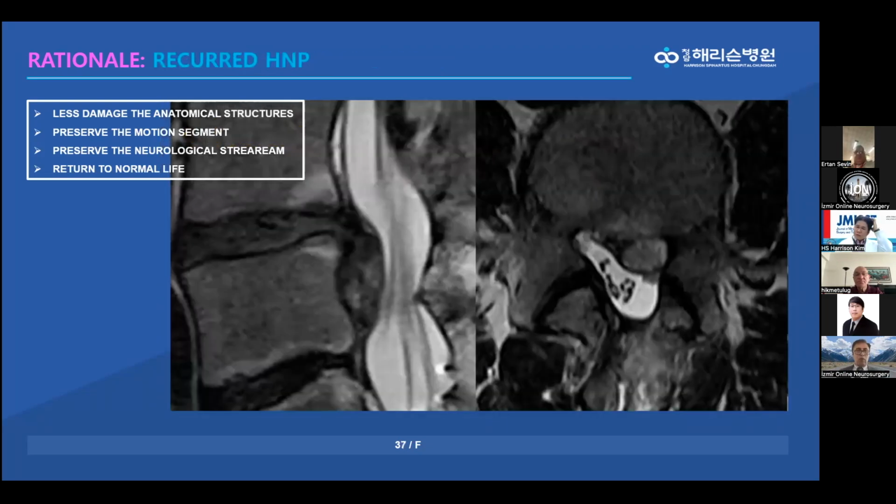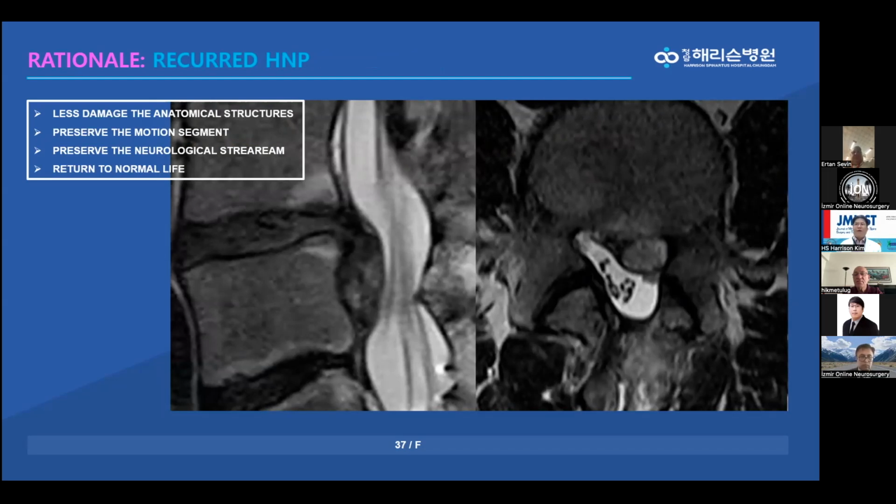This case already received an open laminectomy, but unfortunately had a recurrence. We know that these cases are also not an easy pathology. If we try open surgery, we may need to deal with adhesions, and sometimes nerve damage and sometimes incomplete surgery may occur.